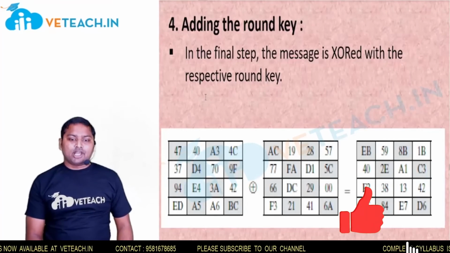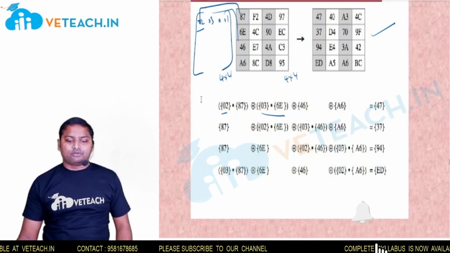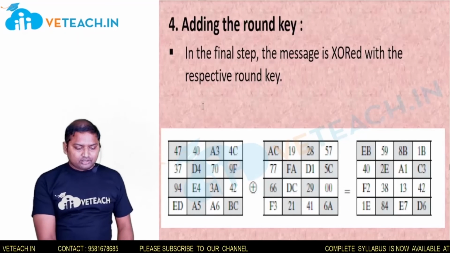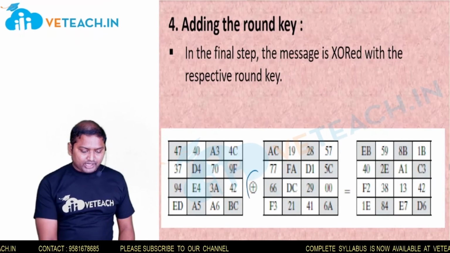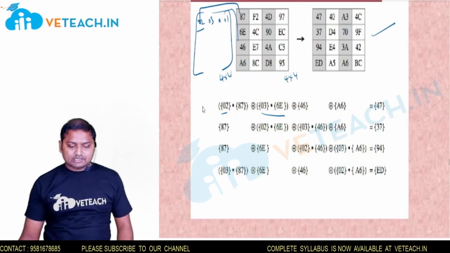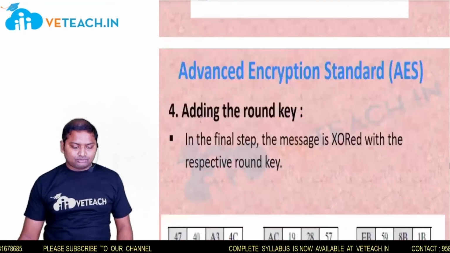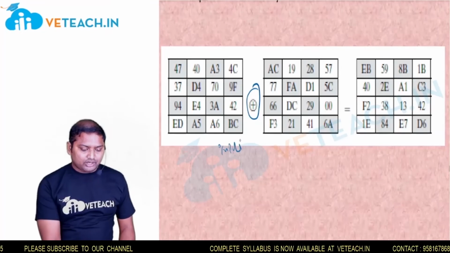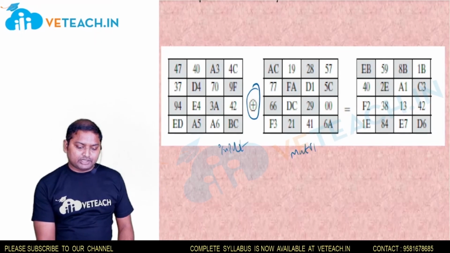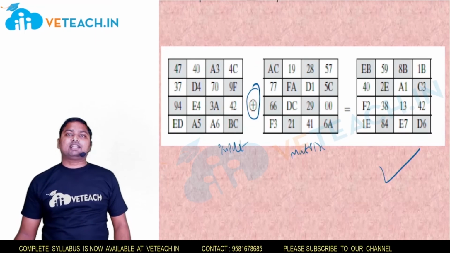Finally, adding a round key. So repeat the same process for all the 10 rounds. So this is the adding round key. Here you are performing an XOR operation with the generated matrix multiplication, that means the mixed columns. So you are taking the input and this is the matrix multiplication. Then you are applying the XOR operation. So this is the final ciphertext.